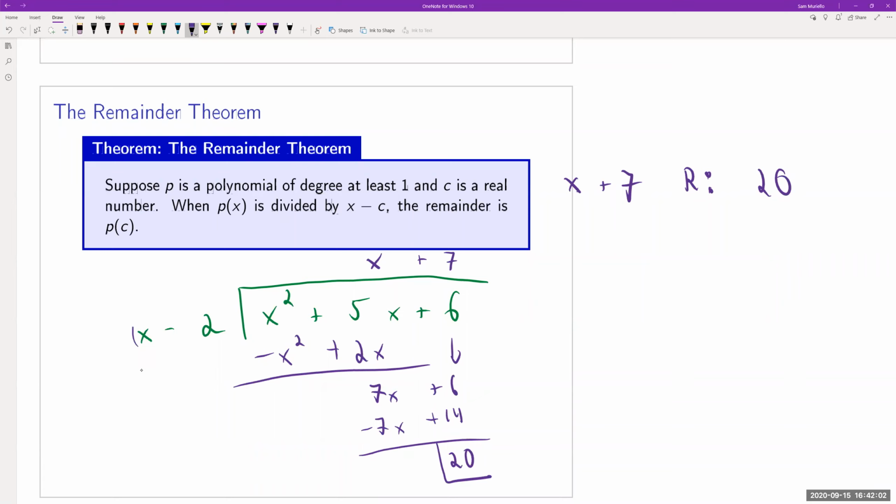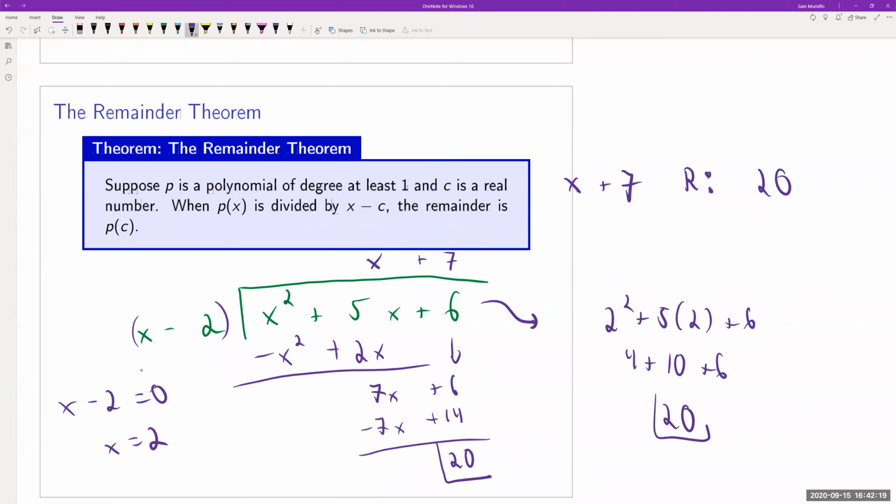Now, notice that if I have x minus 2 equal to 0, that would be x is equal to 2. If I plug in 2 here, 2 squared plus 5 times 2 plus 6, 4 plus 10 plus 6 is 20. In other words, the remainder that you get when you perform polynomial division is equal to the number that you get if you were to plug in the root of that factor directly into the polynomial.